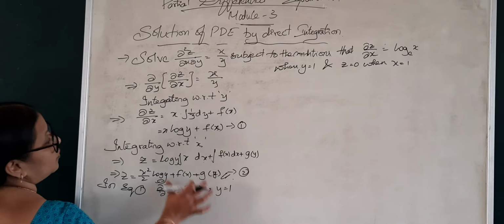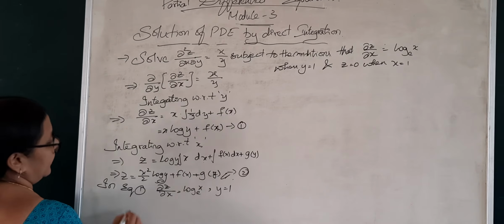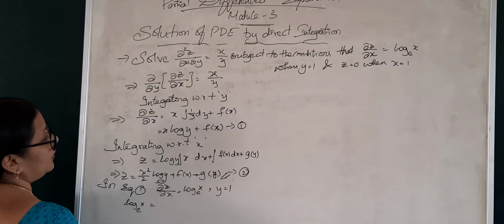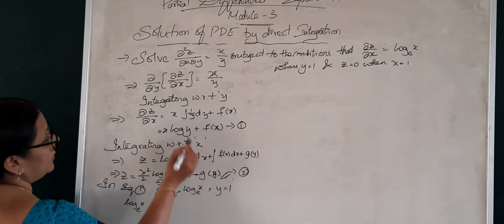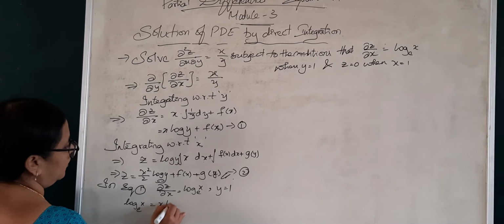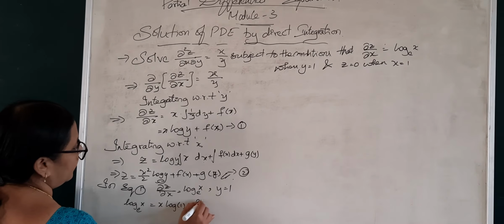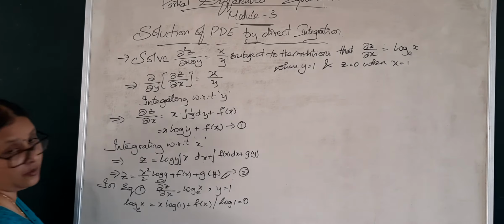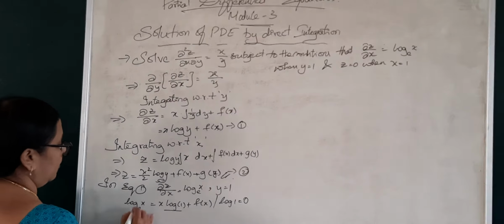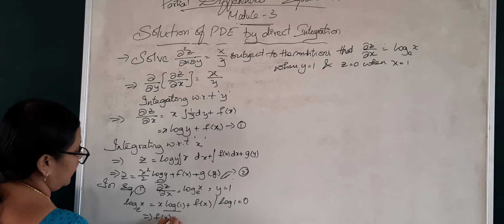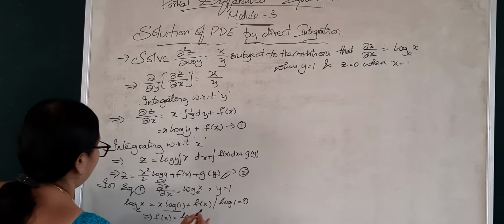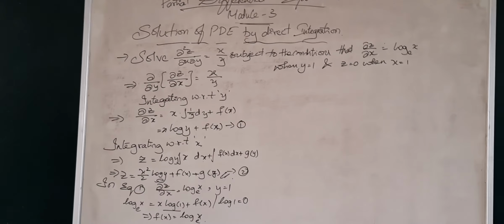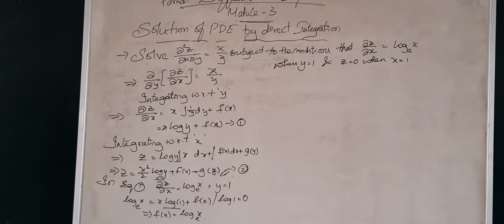Now substituting these two values in this first equation, we get LHS is going to become log x to the base e is equal to, now instead of y we should substitute 1. So this is going to be x into log 1 plus f of x. And we know that log 1 is always equal to 0. Therefore, this entire term will be 0. So this implies our f of x is equal to log x to the base e. Got it, guys? f of x will be equal to log x to the base e.